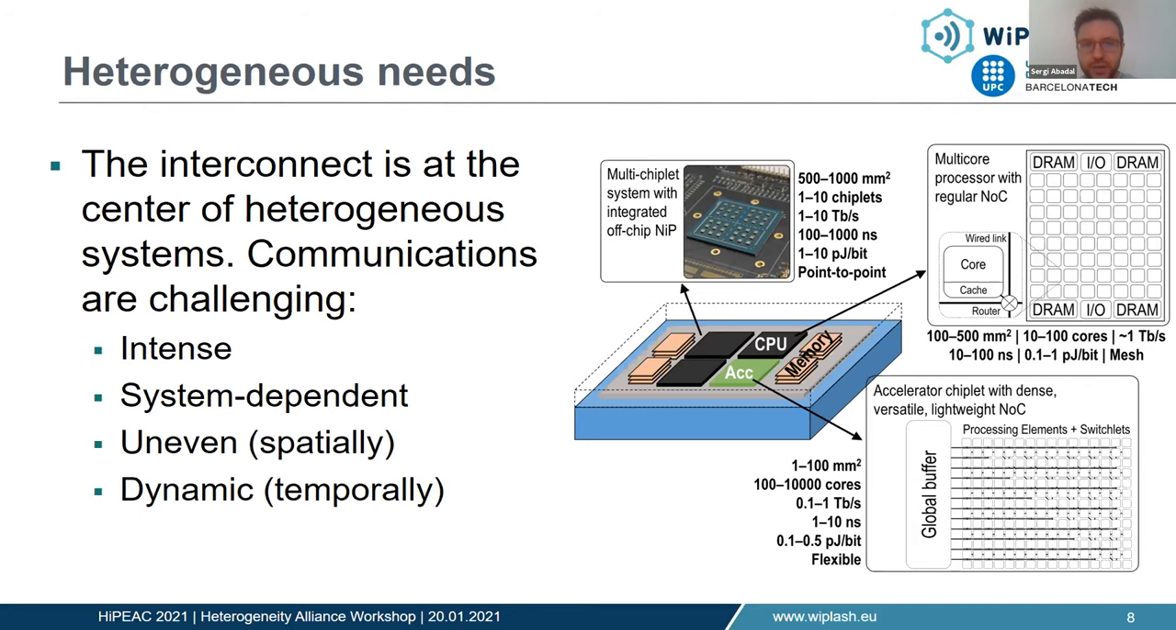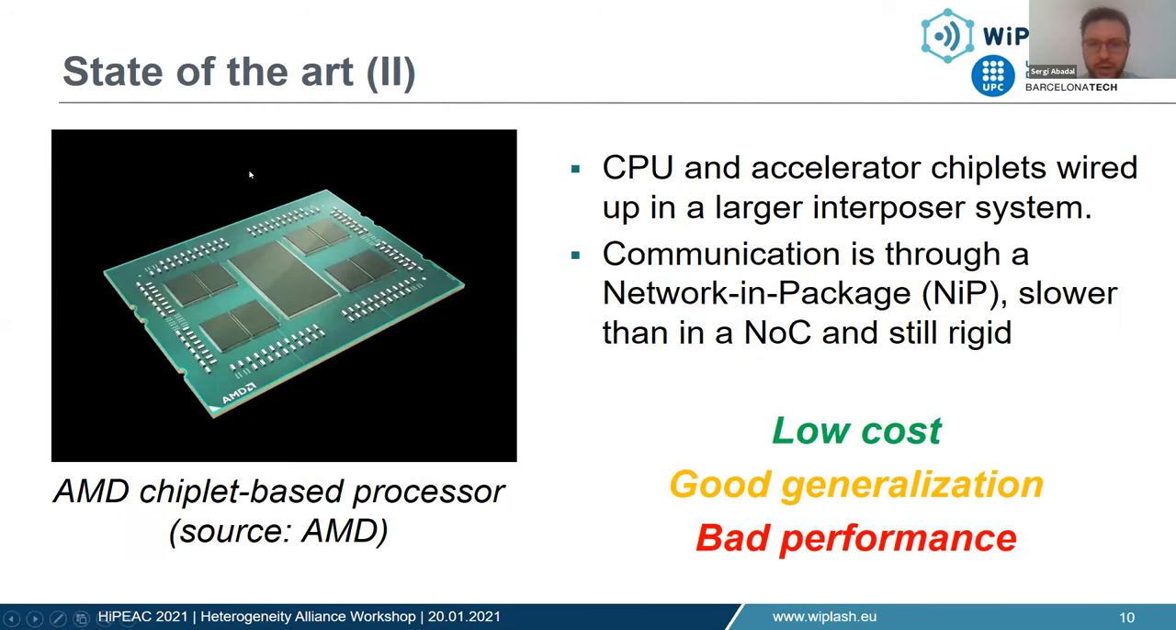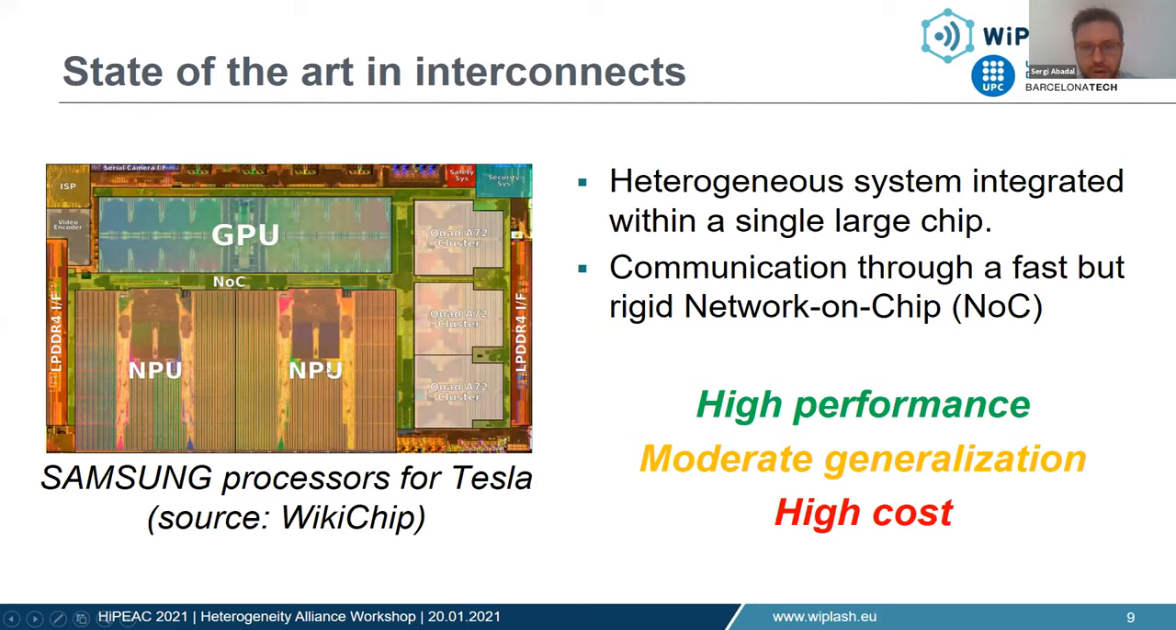Nowadays, there are two ways to deal with this. The first one is basically you integrate everything within the same large chip, and the communication is through a fast, but let's say rigid, network on chip. This might be the example of this Samsung processor, which is designed for the processors within Tesla cars. You see a big GPU, neural processing units for AI, different CPUs, and then more specialized modules, and everything put together with a network on chip.